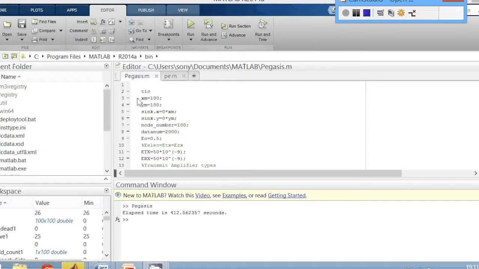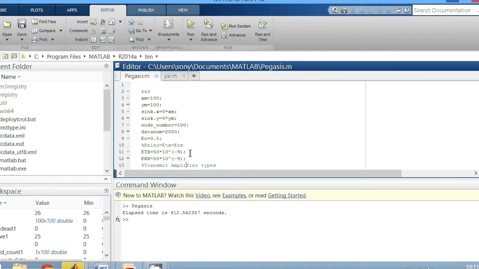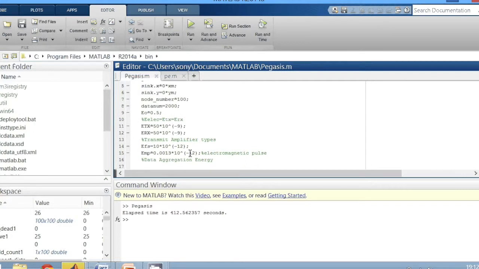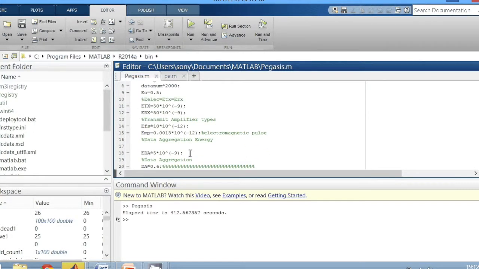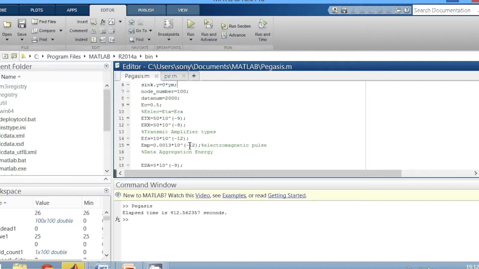Firstly, we have made all the necessary initializations, that is, the initial energy needed per node, how many bits are to be transferred, and how many nodes have been placed. We have also given the transmitter amplifier types, electromagnetic pulse, etc. to the sensor nodes. The entire network area that we have taken is 50 by 50, and the number of nodes that we have taken is 100. So all the 100 nodes have been simulated on a 50 by 50 network.